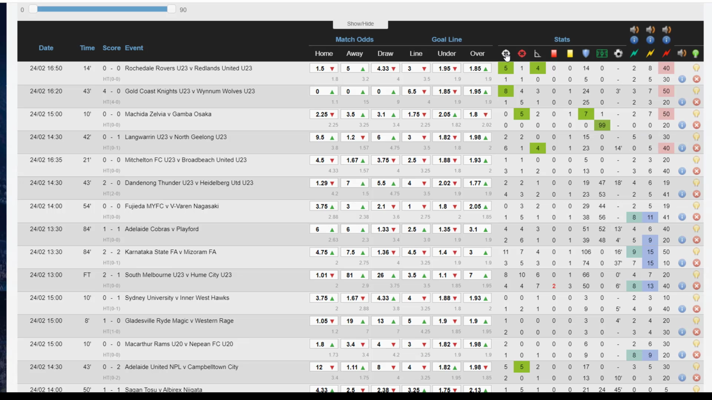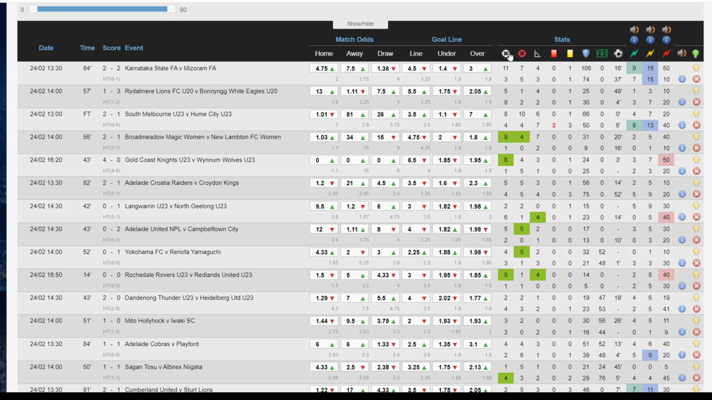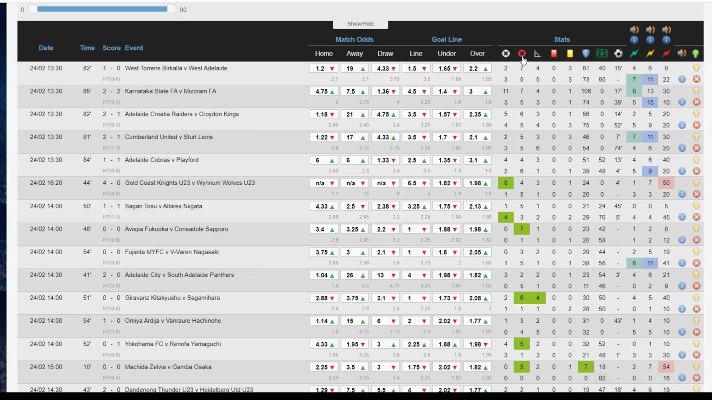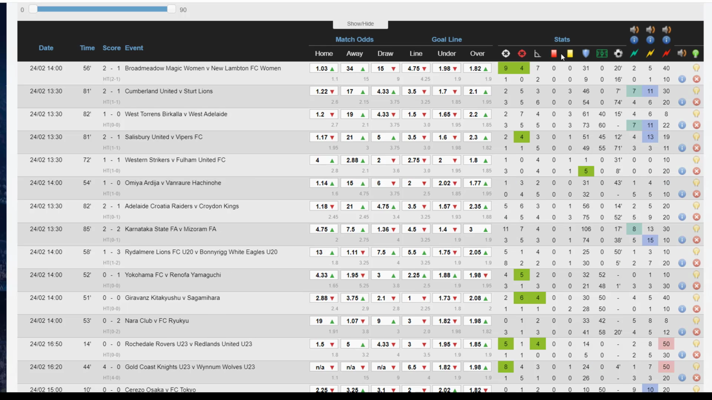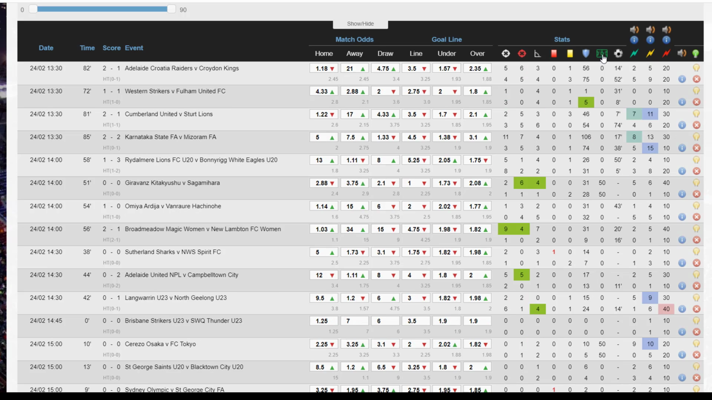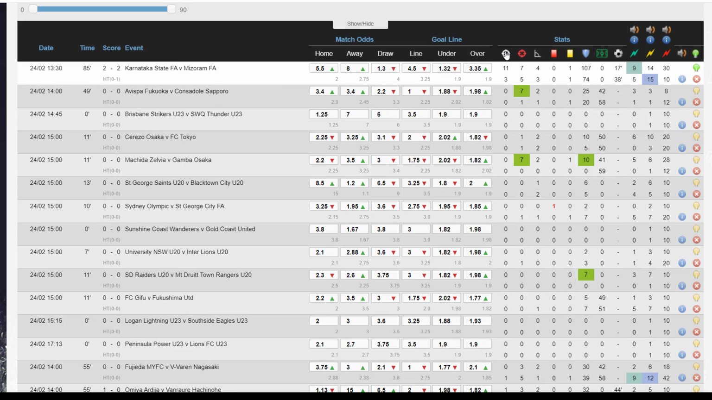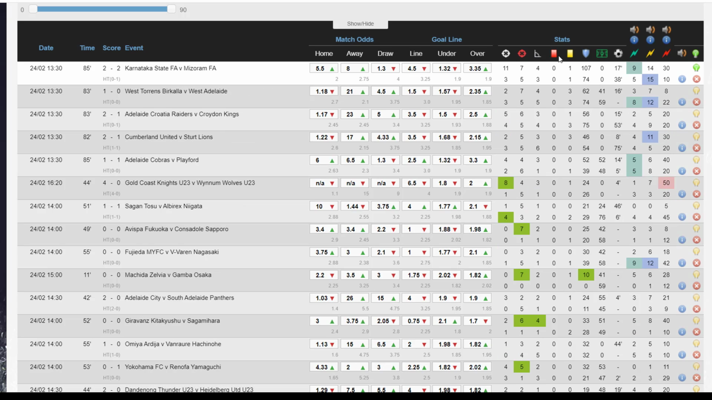The matches can be sorted by in-play data. So if you want to rank them by the games with the most shots on target, or the games with the most shots off target, or the games with the most corners at the moment, you can also sort by dangerous attacks. You can sort by possession. And if you find a match that you're interested in, if you left click on this highlight game button, then it will keep that at the top even when you're searching and filtering for different matches.